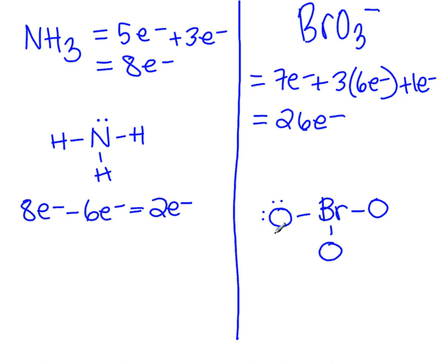2, 4, 6, 8, 10, 12, 14, 16, 18. These are all full with 8. I still have 2 more to put in. They're going to go on the center to make 20. When I take a look here, I want to make sure everything has 8 around it. 8, 8, 8, and the center also has 8.